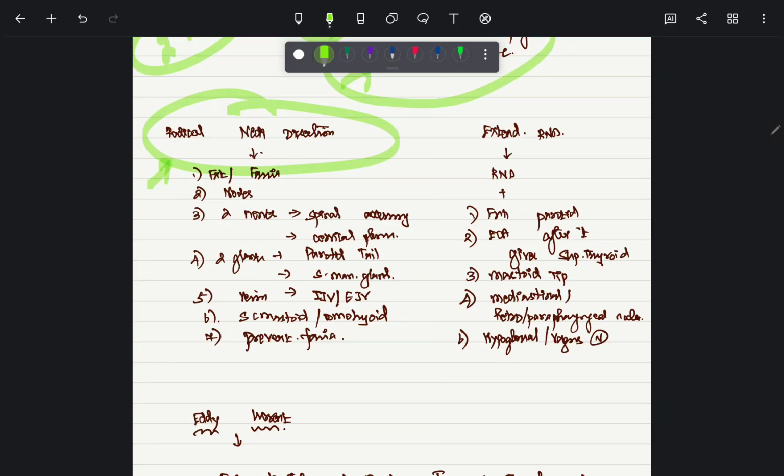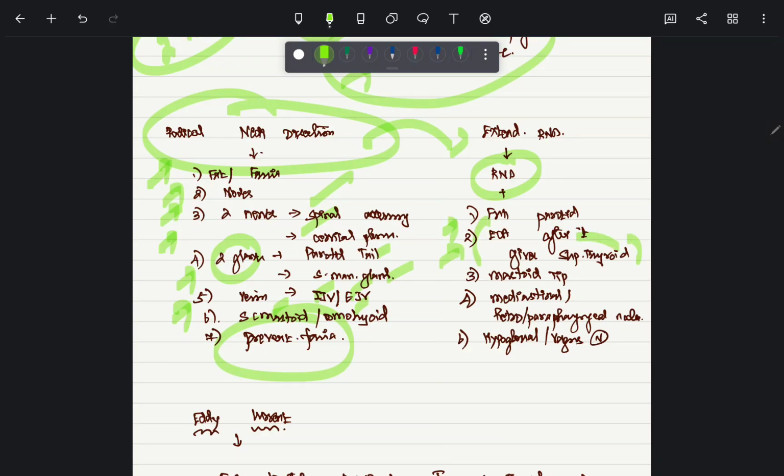Radical neck dissection. So structures removed: fat, fascia, nodes, 2 nerves, spinal accessory and cervical plexus, 2 glands, parotid tail and submandibular salivary gland, 2 veins, IJV and EJV, 2 muscles, sternocleidomastoid and omohyoid, and prevertebral fascia. So what is extended radical neck dissection? Radical neck dissection plus full parotid, external carotid artery after it gives the superior thyroid artery, tip of mastoid, mediastinal or retropharyngeal lymph nodes, hypoglossal and vagus nerve.